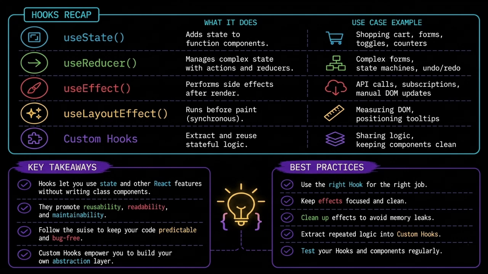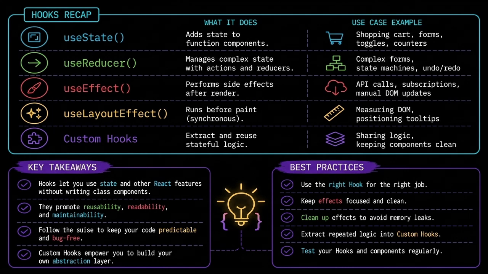useState hook adds reactive state to functional code blocks. Use case: shopping carts, form inputs, counter values. useReducer hook manages complex state via structured actions. Use case: multi-step forms, undo-redo mechanisms. useEffect hook performs asynchronous operational side effects. Use case: API data fetching, event listeners, intervals.